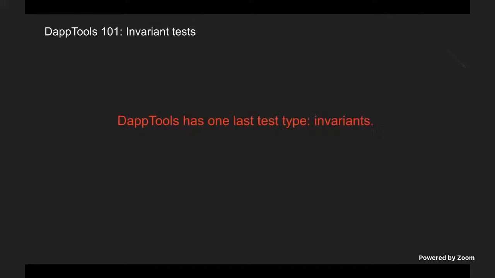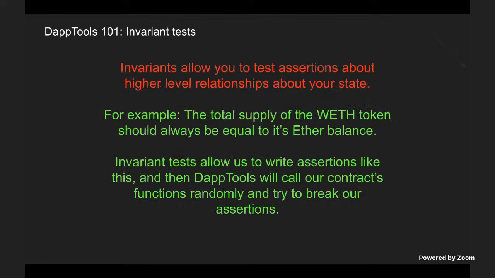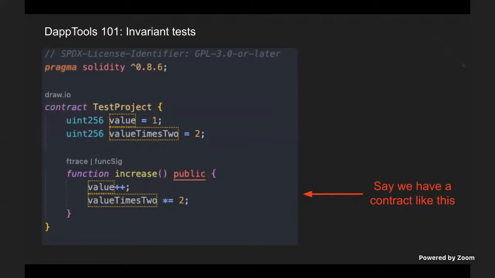Let's discuss one last Dapptools test type, invariants. Invariants let you test assertions about your higher level state relationships. For example, the total supply of the wrapped ether token should always be equal to its ether balance. So invariant tests allow us to just write that and not define all the functions Dapptools needs to call. We just let Dapptools explore our contracts on its own and test the assertions to ensure they're always true. So how do we do this?